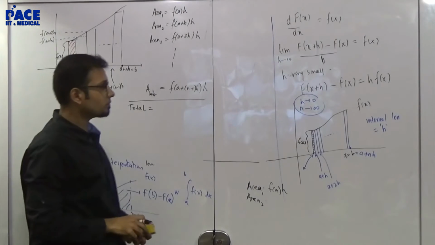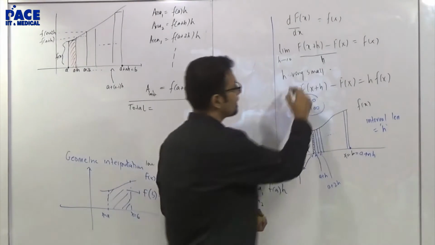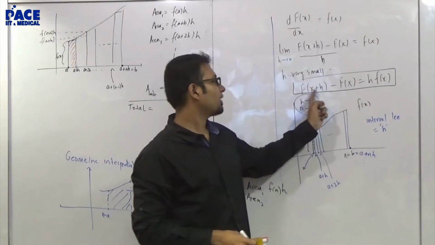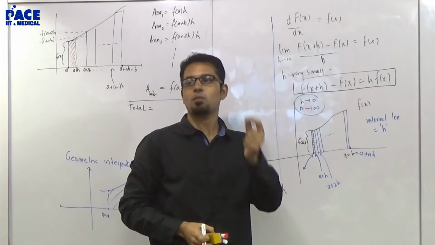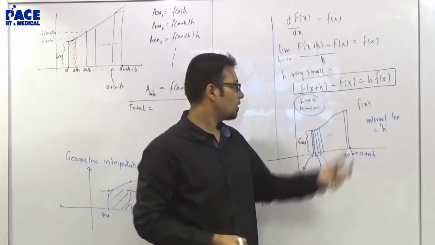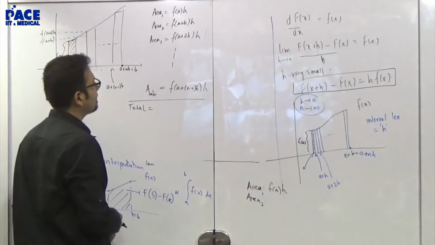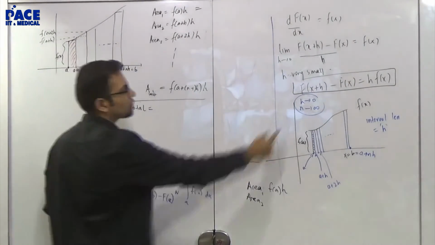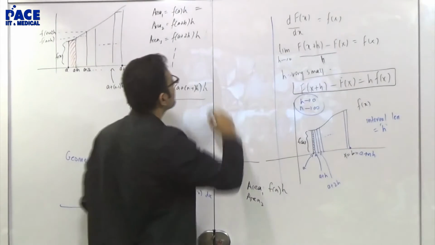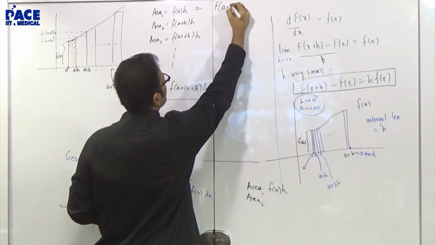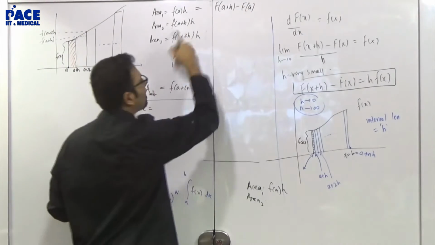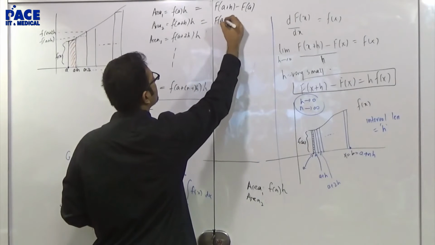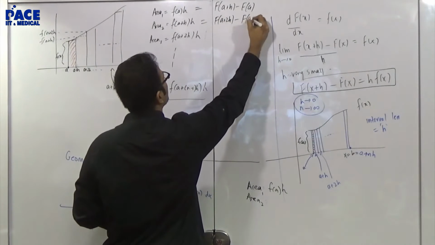Achha, now suno. We know this relation: h into f dash of x is f of x plus h minus f of x when h is very, very small. Right? Very, very small. So I'm going to use that. Now look, what is this expression? Put x as a: what will come? f of a plus h minus f of a. Here, what do we put for x? Put a plus h. So we get f of a plus 2h minus f of a plus h.